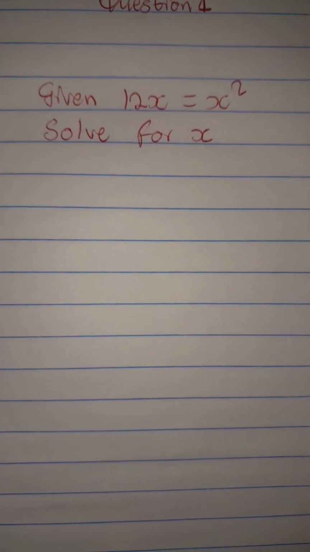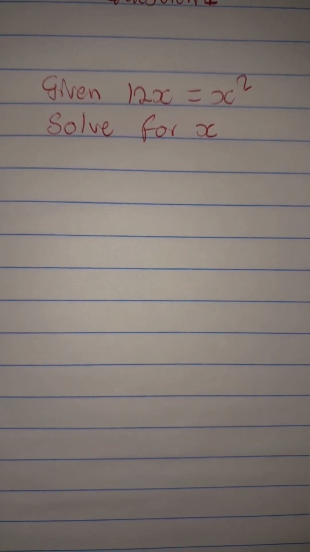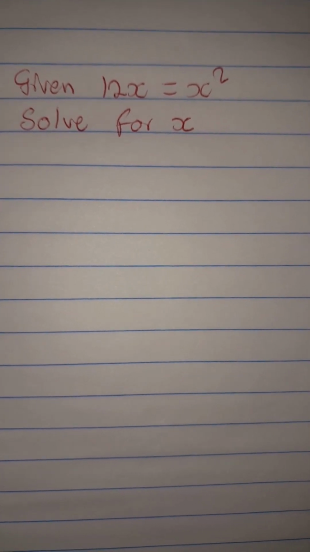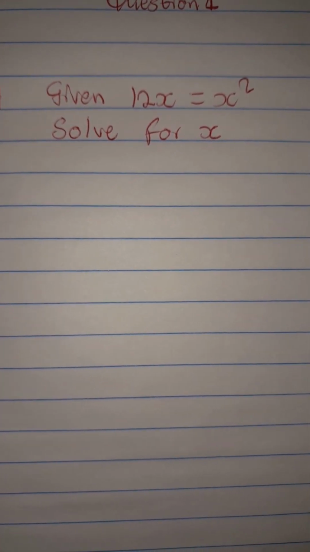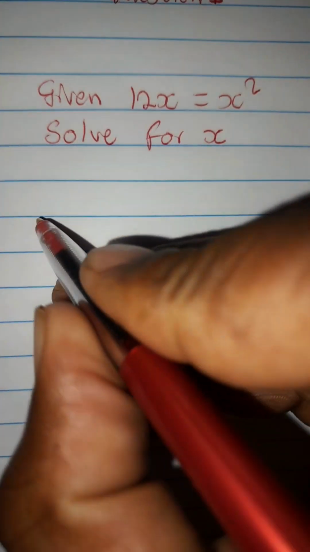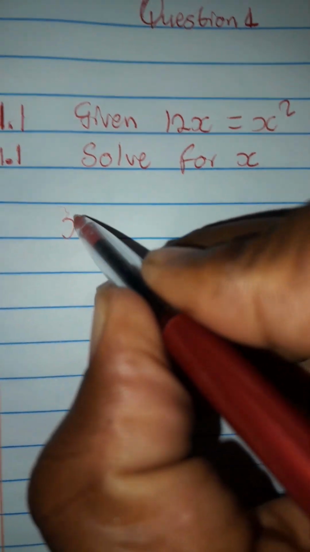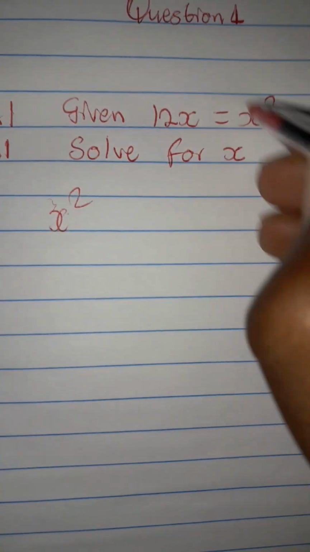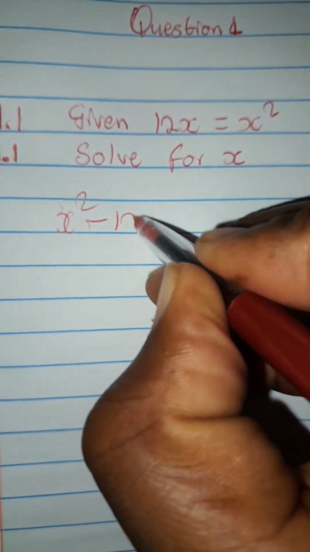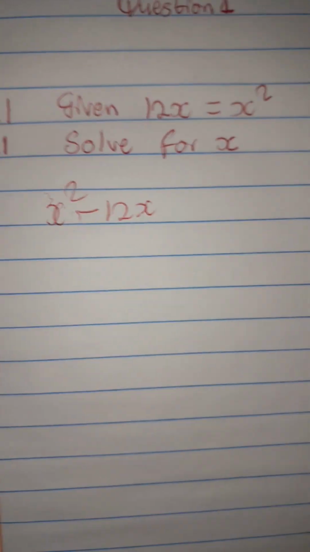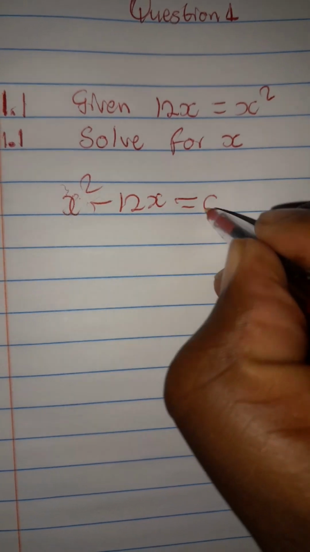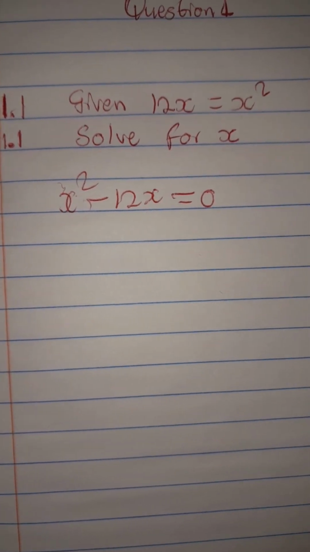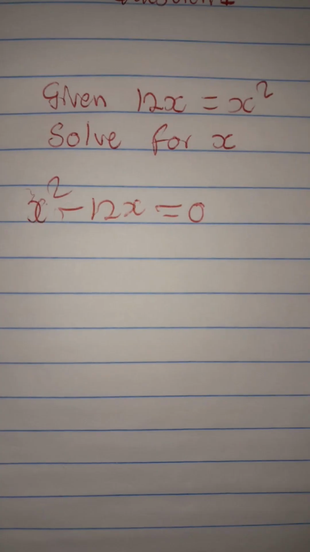The first question, guys, we are required to solve for x, and it's 3 marks, right? Given is 12x equals x squared. So what we could do is write this in standard form. So we could say x squared, take 12x to the other side, it will be minus 12x, equated to 0. So we could see that this is a quadratic equation.